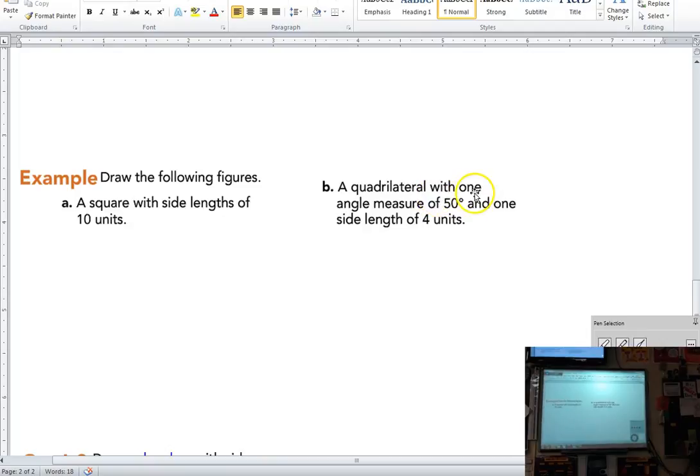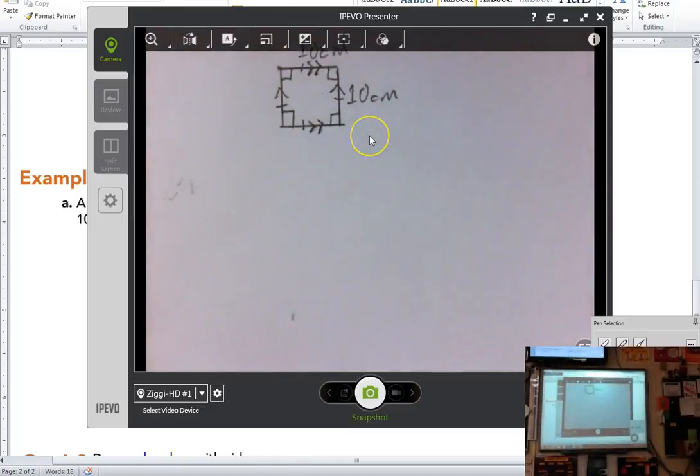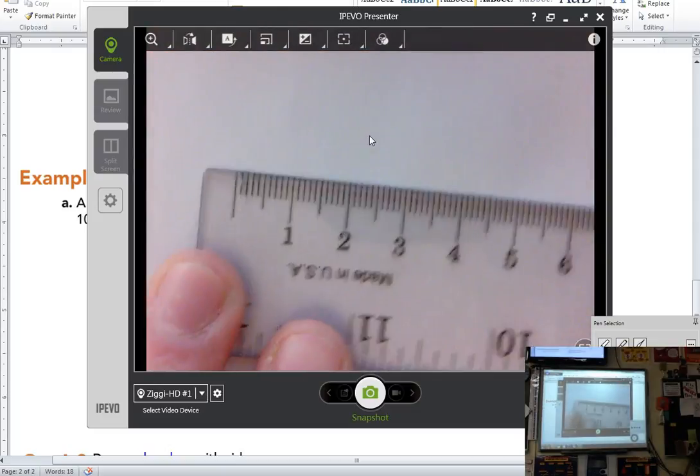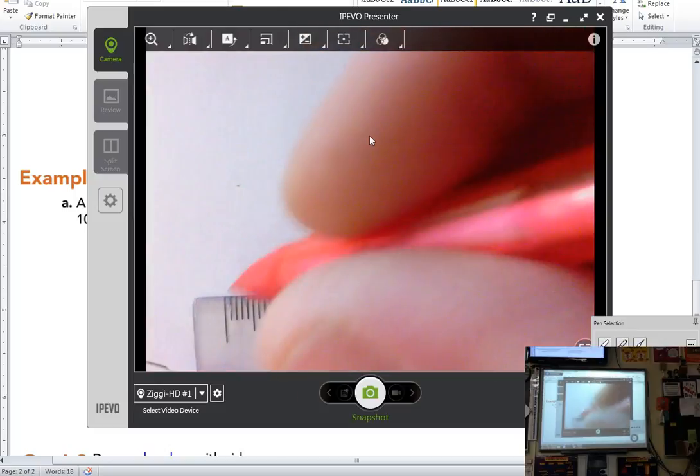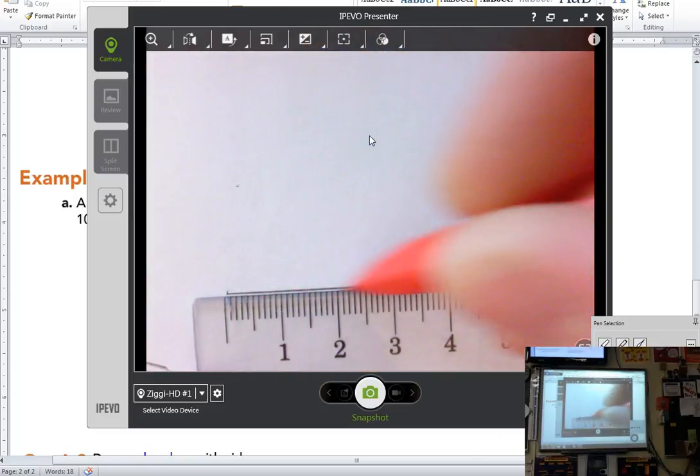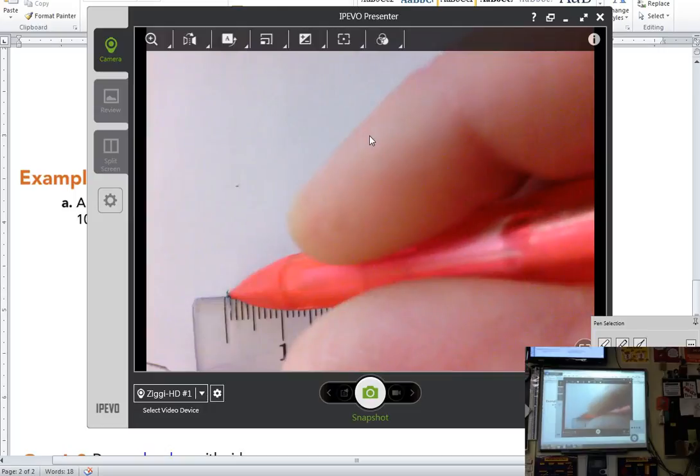What about a quadrilateral with one angle measurement of 50 degrees and one side of 4 units? What should we draw first here? Flynn, what do you think? Do we draw our angle first or our side first? Yeah, so choose your units. I don't care what units you use. I would probably advise against inches. So I'm going to do centimeters. I'm going to set up my 4 centimeter line right here.